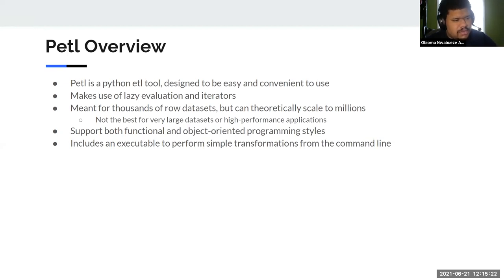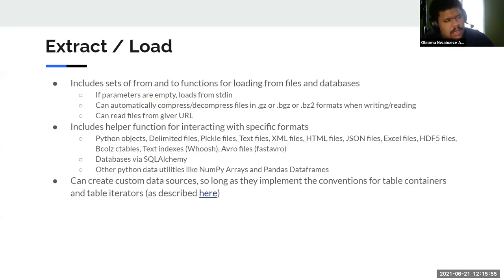PETL as a tool supports both functional and object-oriented programming styles, and includes an executable that you can use to perform simple data transformations directly from the command line. So it is a Python tool, but if you call it by name from the command line with certain types of simple arguments, then it will do simple transformations and give you the results just on the shell, rather than you having to go into Python and actually write out a process. So first step, extract. And we also cover load here pretty much all the time because they're basically the same.